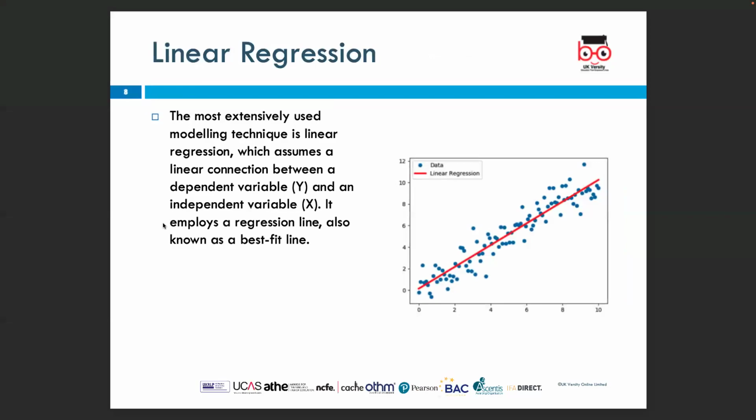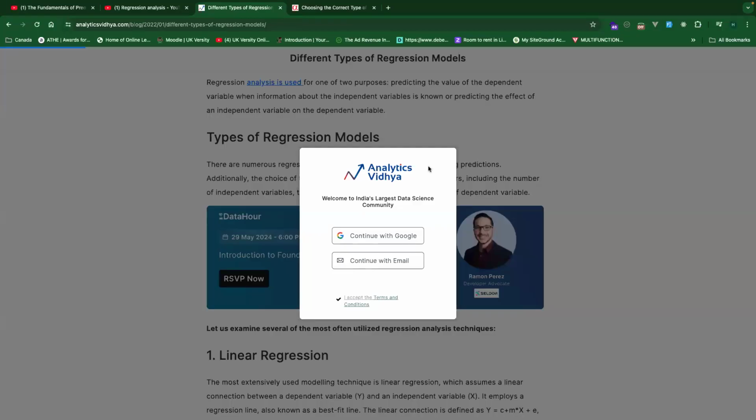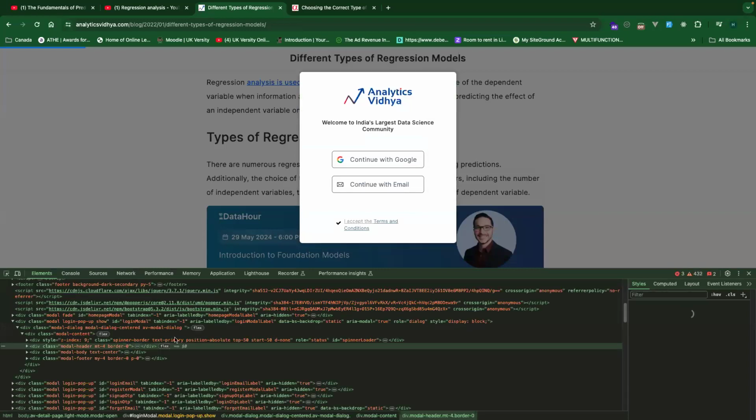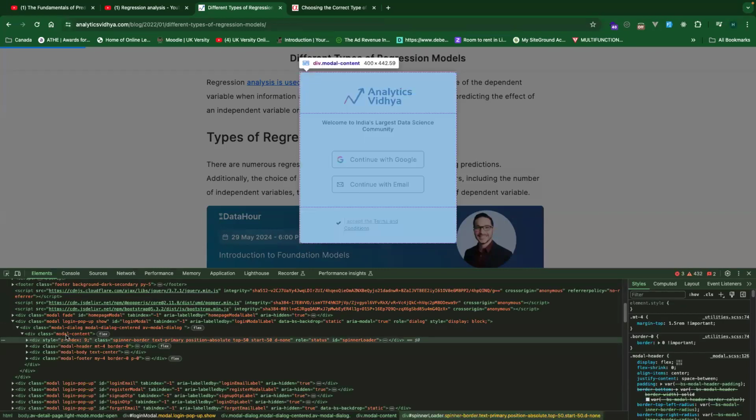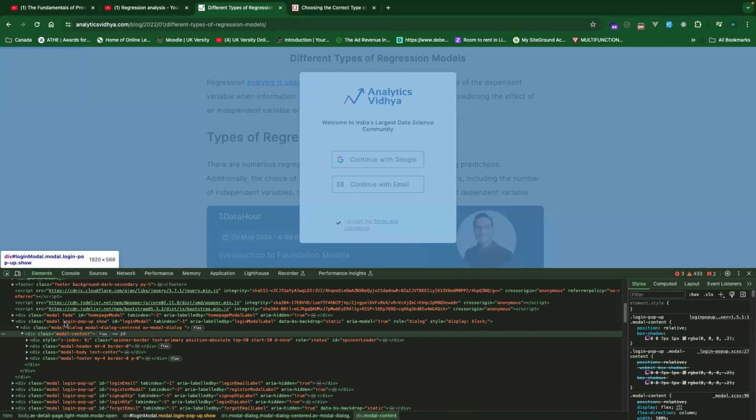So the first example, like you can see here, is linear regression. I'm not sure if I can find a way to get rid of this model.